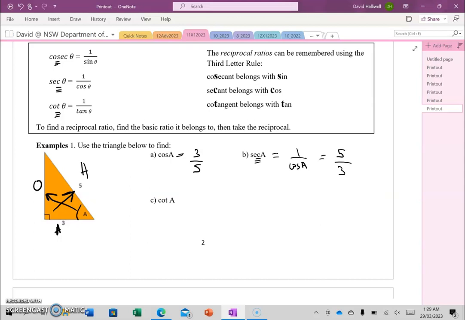Cot is 1 over tan. Tan is opposite over adjacent, so you'd use Pythagoras' theorem to quickly work out the opposite. It's a shorter side, so we minus the squares, or you should know the 3, 4, 5 right angle triangle, so opposite's going to be 4. So tan A is opposite over adjacent, which would be 4 over 3. And cot's going to be tan flipped, so it's going to be 3 over 4.